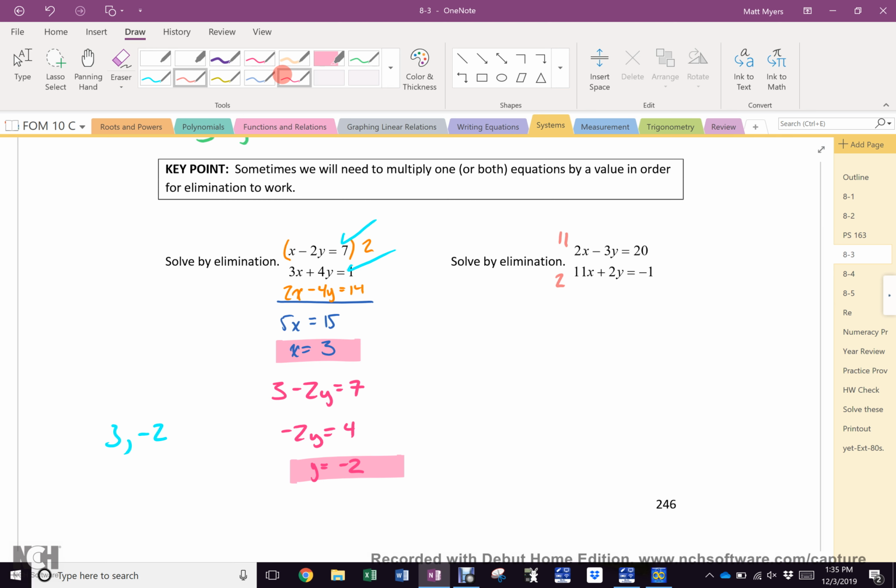Could I multiply the top by 2 and the bottom by 3? Yes. Because then I would have 6 and 6. Does it matter? No. Which way would you like to proceed? The 3 and the 2. Blue.